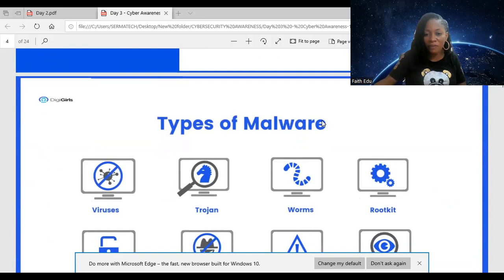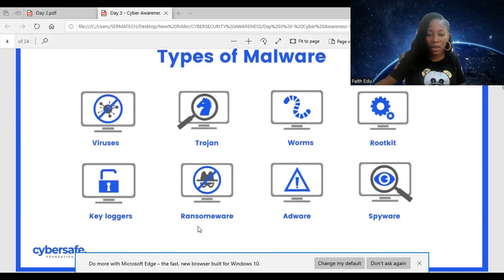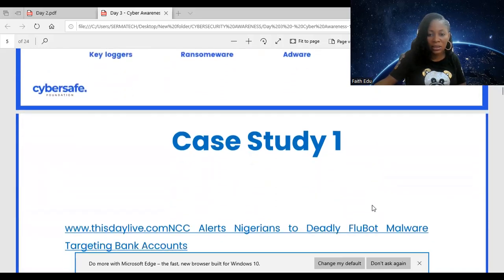So there are different types of malware. We have the viruses, Trojan, worms, rootkits, keyloggers, ransomware, hardware, spyware. We'll be looking at this.